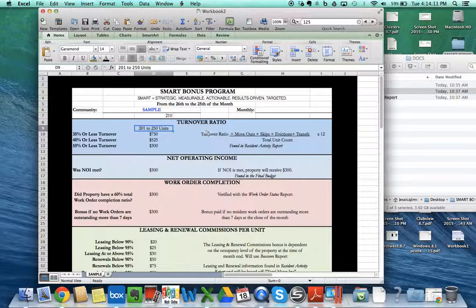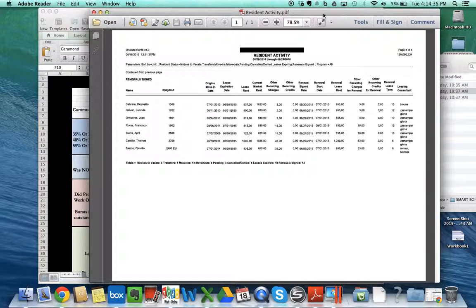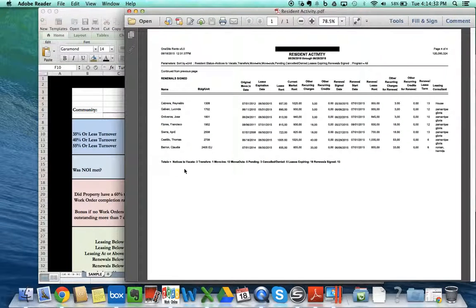So let's start by figuring out what the turnover ratio for our property is. Our turnover ratio is calculated by taking the number of move-outs, skips, evictions, and transfers, multiplying that by 12, and then dividing that by the total unit count. This can be found in your resident activity report. So let's come here and open our resident activity report. Go to the last page that gives us our summary. So here we see that the property has 1 transfer and 5 move-outs.